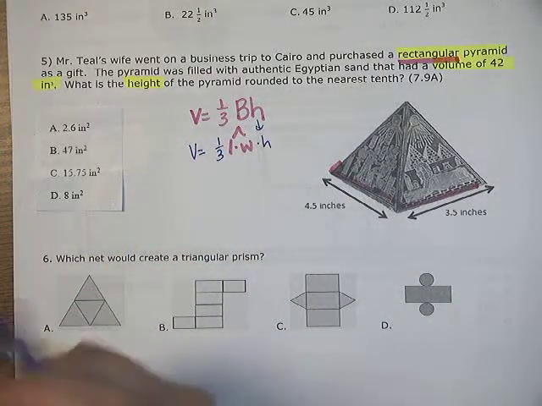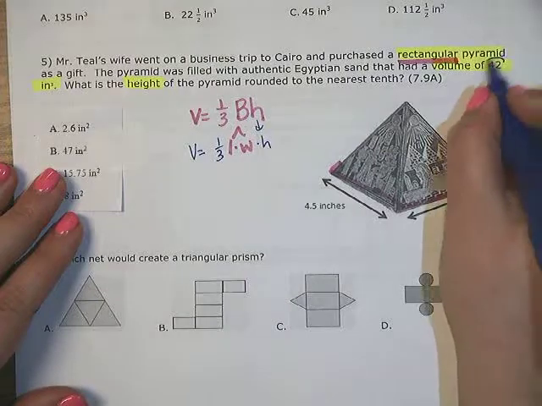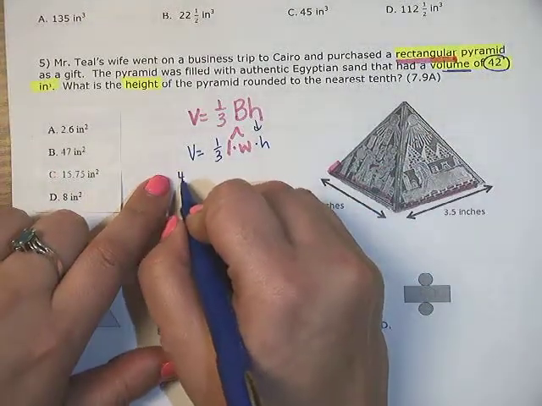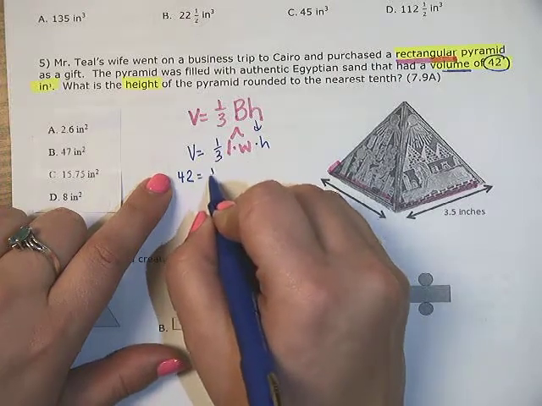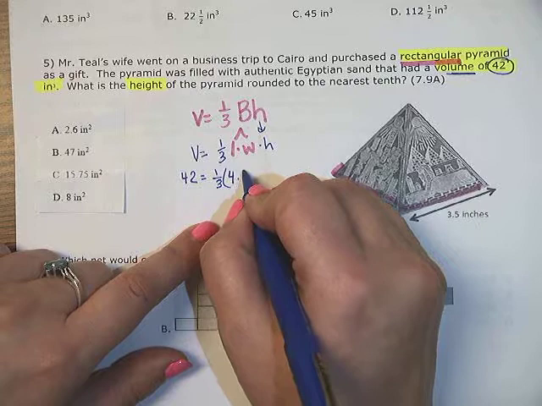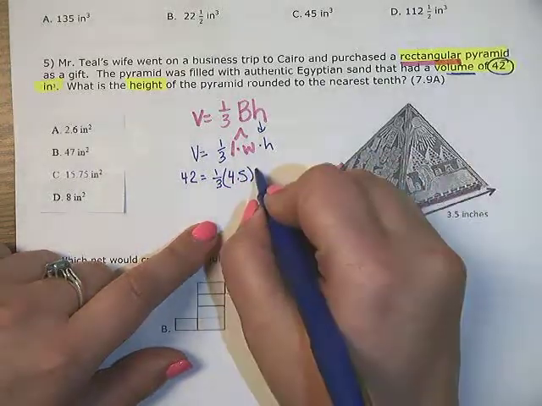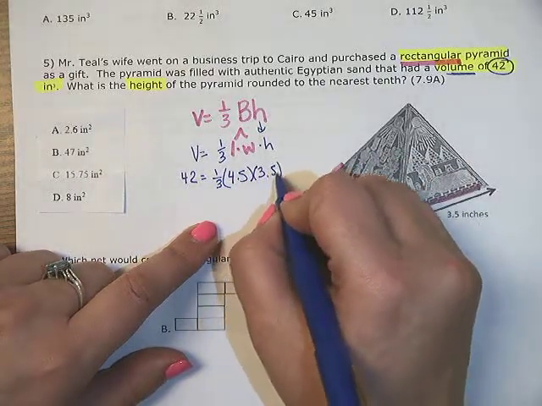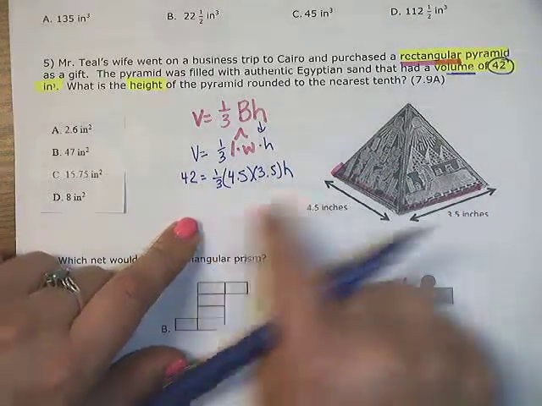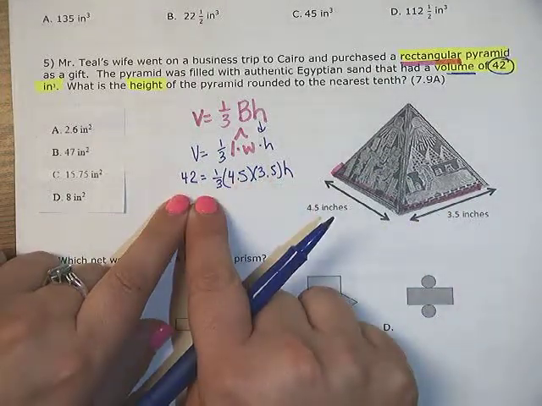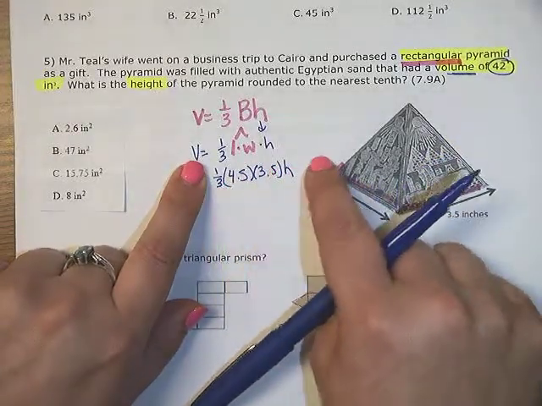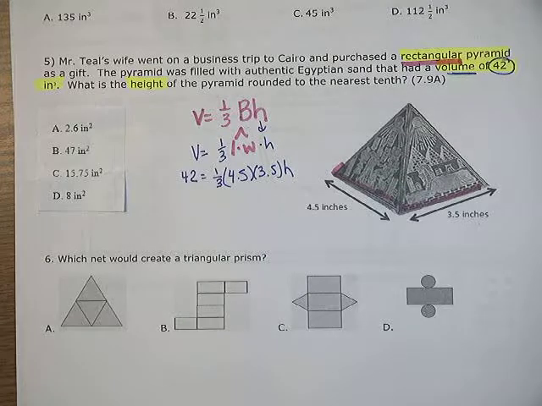Now all I'm going to do is plug in the numbers that I have or that I know. So I know that 42 is volume. So underneath the V, I'm going to write 42. 42 equals 1/3. And then my length is 4.5. My width is 3.5. And then I have h. Well, I have a lot of stuff going on this side and not much going on over here. So what I can do is simplify this, and just because everything's being multiplied, I can go ahead and multiply it together.